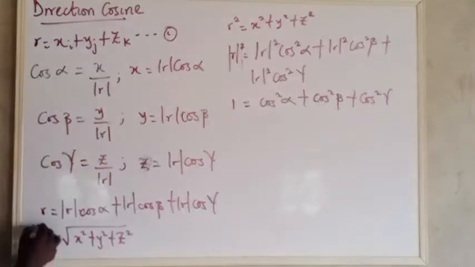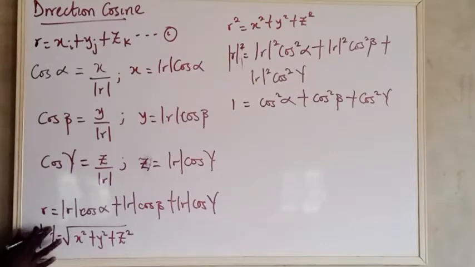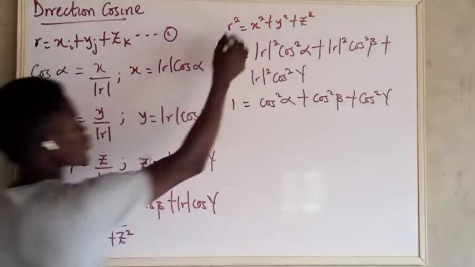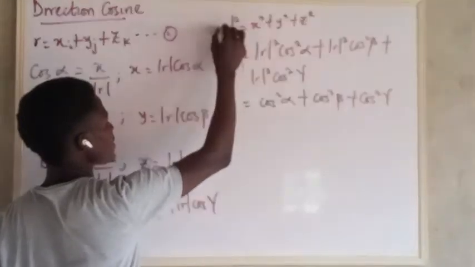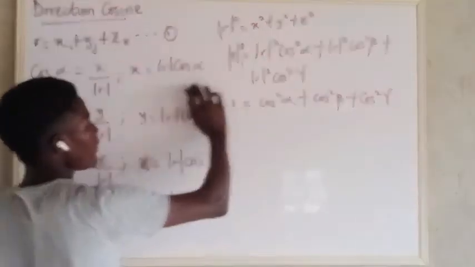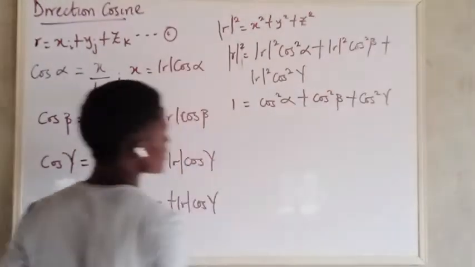You know that this is magnitude of r in this place. So if I square both sides, I will have magnitude of r squared. If you divide through by magnitude of r squared in this place, you are going to be left with what we have here.